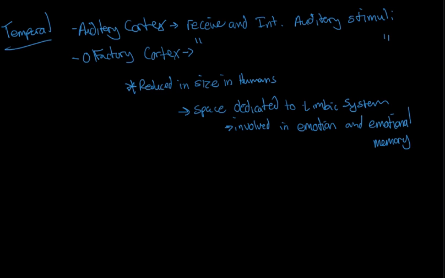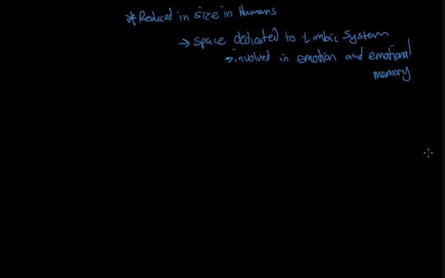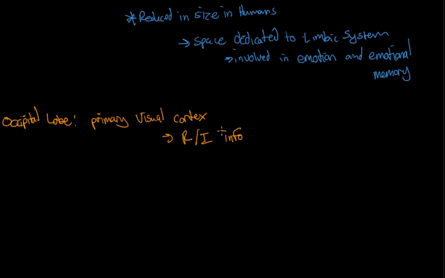Final two lobes, we'll see the occipital lobe. You can probably guess what its main job is. The occipital lobe contains the primary visual cortex, which receives and interprets info from the eyes.